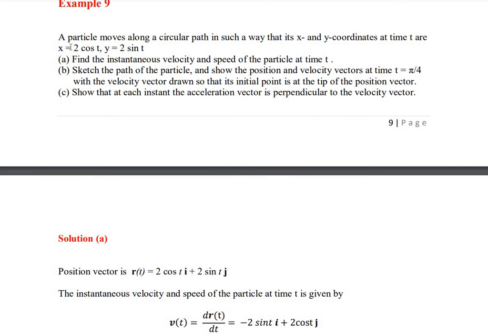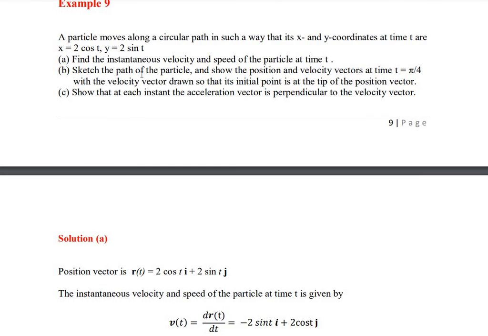So one question: a particle moves along a circular path in such a way that its x and y coordinates at time t are x is equal to 2 cos t and y is equal to 2 sin t. Find the instantaneous velocity and speed of the particle at time t.